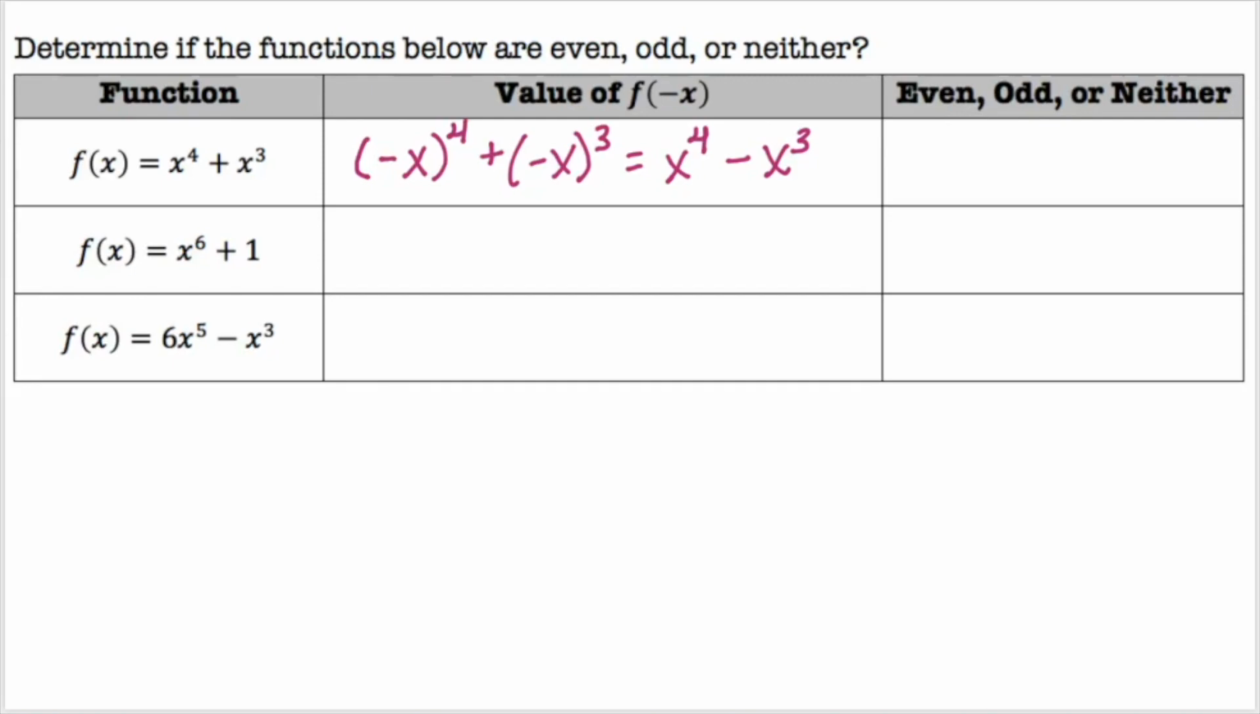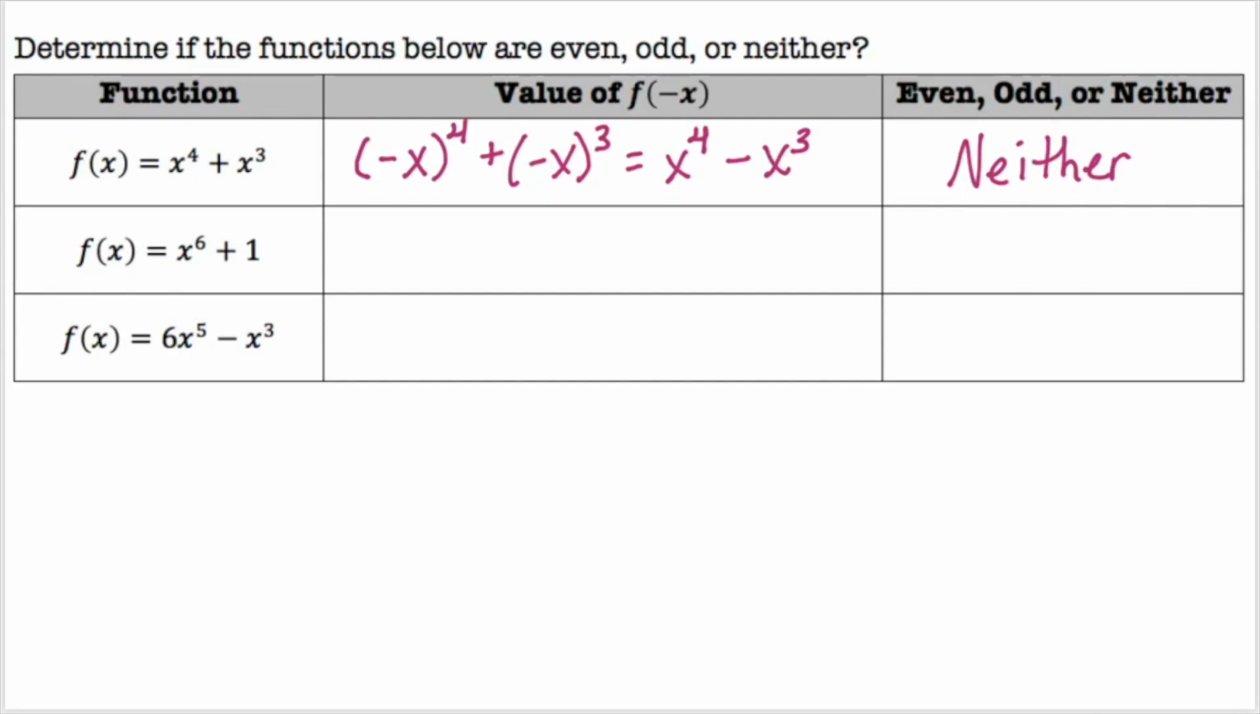And if you multiply negative x by itself 4 times, that ends up being a positive x to the fourth. And then if you multiply negative x by itself 3 times, because it's negative x times negative x times negative x, it makes it back negative again. So then you end up with x to the fourth minus x to the third, and that is not the original. The original had a plus sign right there. So because that's a plus sign, that means that it's not the same, so it can't be even or odd, so it's neither.